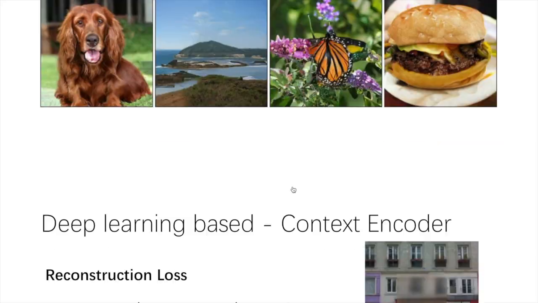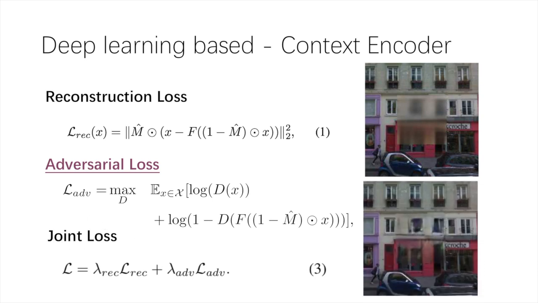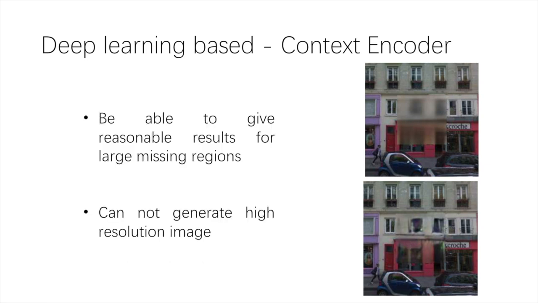So in this context encoder algorithm, the author adds this loss, the same as GAN, to improve the image inpainting result. After using the joint loss to train the whole network, we can see that the output is better than before. However, this algorithm cannot generate high-resolution images.